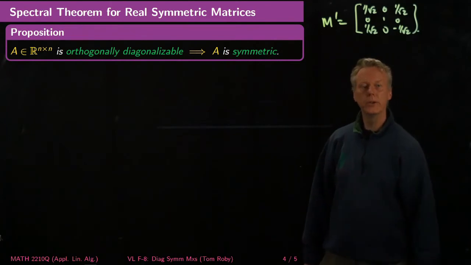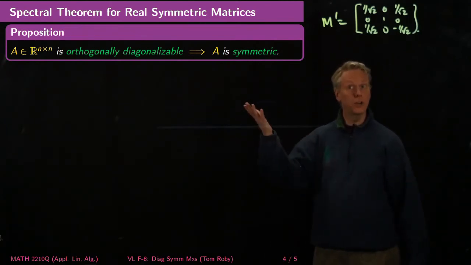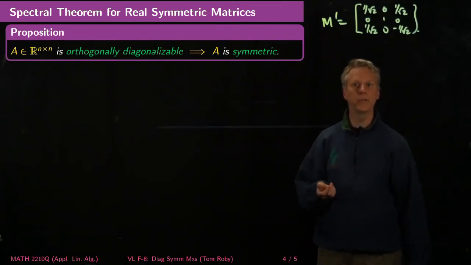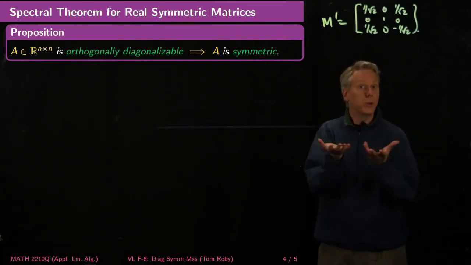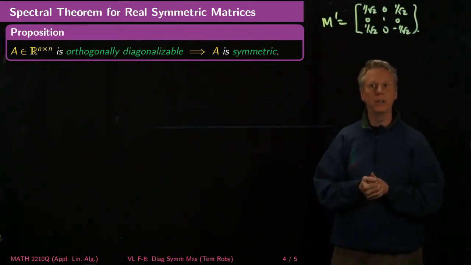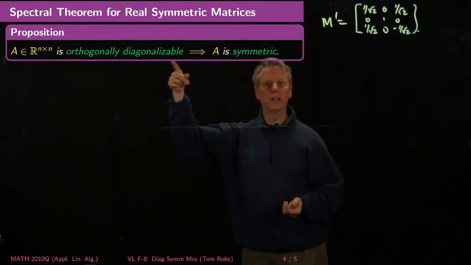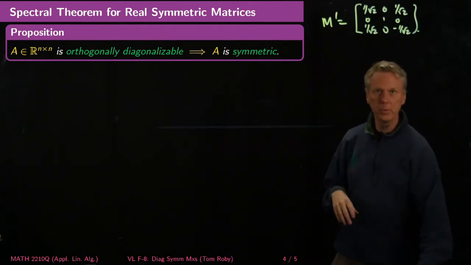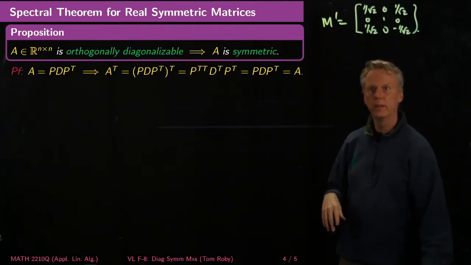Okay, so here's something that shows you that orthogonal diagonalizability is not something that you would expect every matrix to have, right? I mean, an ordinary matrix, we don't even expect it to be diagonalizable at all. But if it's symmetric, it will be diagonalizable. And if it's orthogonally diagonalizable, it actually has to be symmetric. Okay? And the proof of this is one line, right?